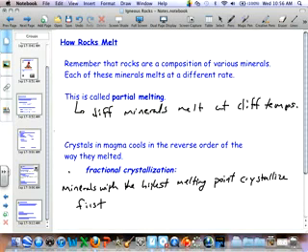And then the next layer forms from a different mineral because it has a different melting point. And then you get another layer. That's right. Okay, does that make sense now? Yeah.